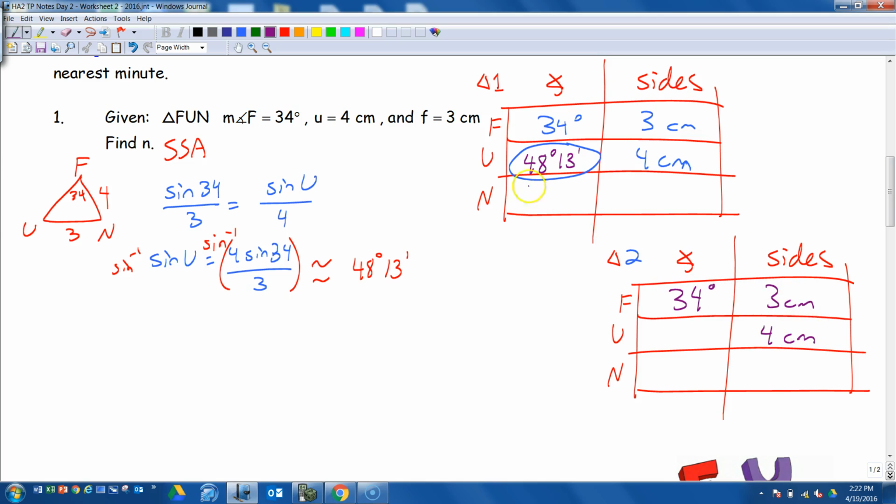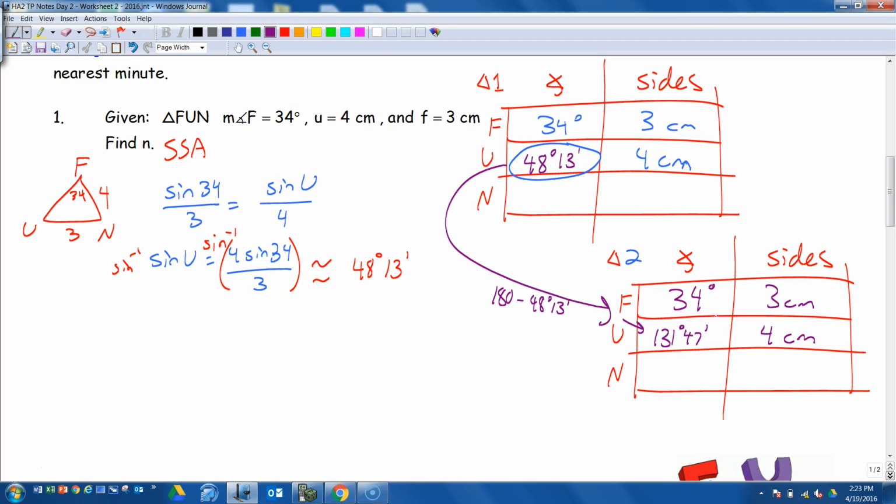Okay, so remember how I was saying in the last video that when you use sine inverse in the calculator, you can't get an obtuse angle. But remember, there could have possibly been an obtuse angle of this instead. So to get the other U, it's 180 minus what you just found. And then we can get our other obtuse angle. Our obtuse angle is just the supplement of the original angle. So we get 131 degrees and 47 minutes.